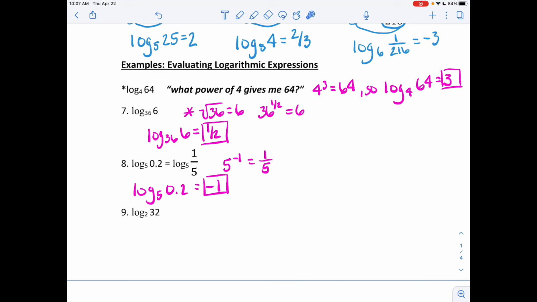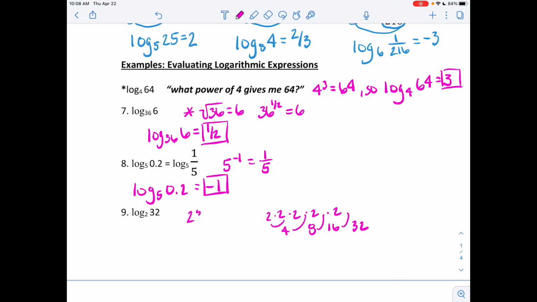Now, log base 2 of 32. So what would we have to do to a 2? Multiply it by itself how many times in order to get 32? If I say 2 times 2, well, that's 4. Let's multiply by another 2, 8. Multiply by another 2, and I get 16. And finally multiply by another 2, and I get 32. So 1, 2, 3, 4, 5 in order to get 32.